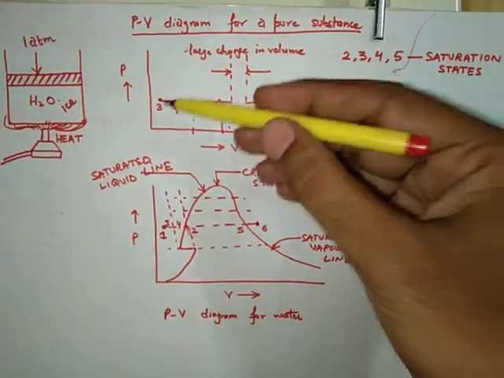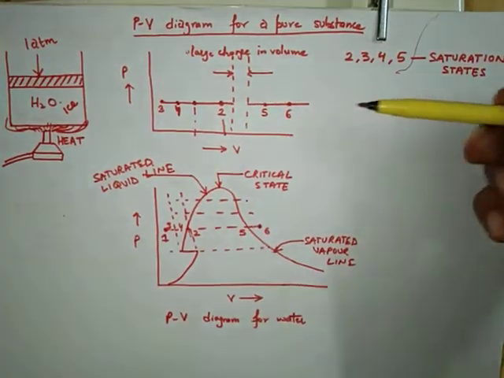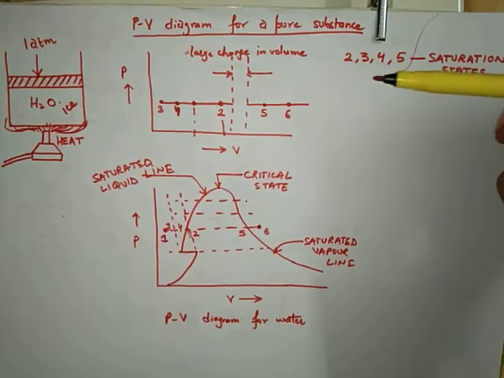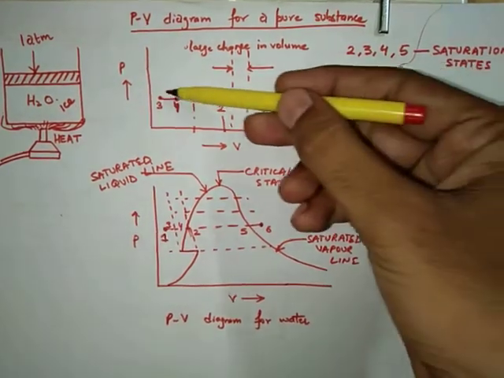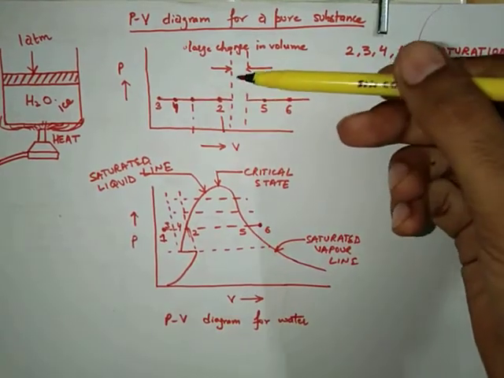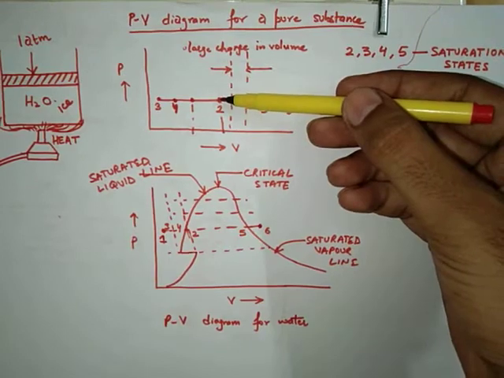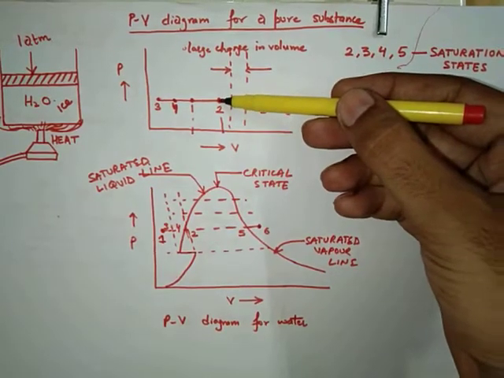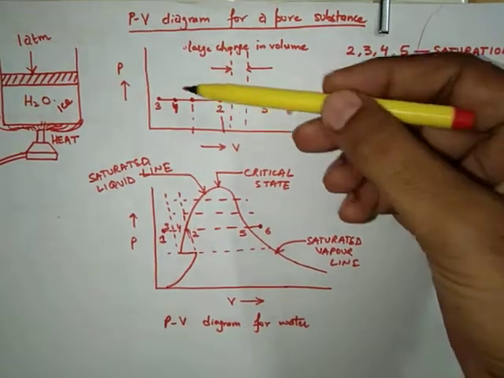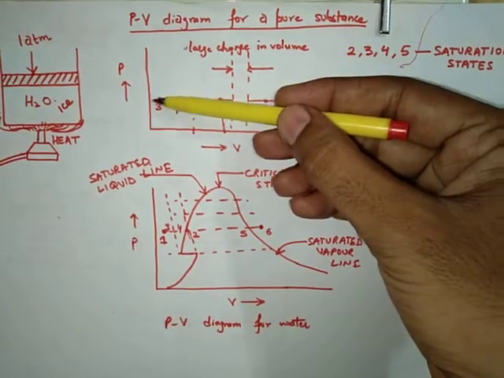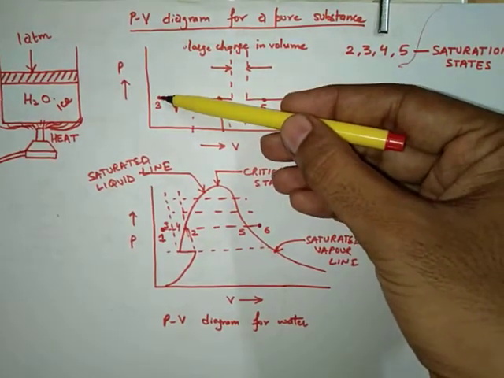Now from 2 to 3, the ice melts into water. We all know that when ice melts into water, its volume decreases. It's only a peculiar case with ice that its volume decreases. So volume decreases from point 2 to point 3. Now when it is heated further, it has converted into water at point 3.